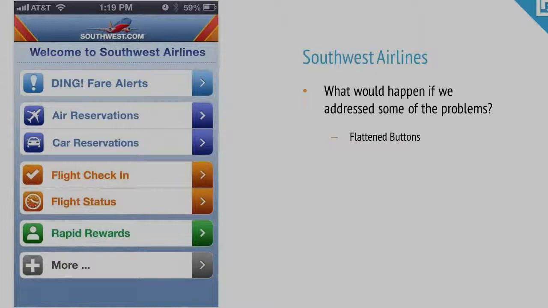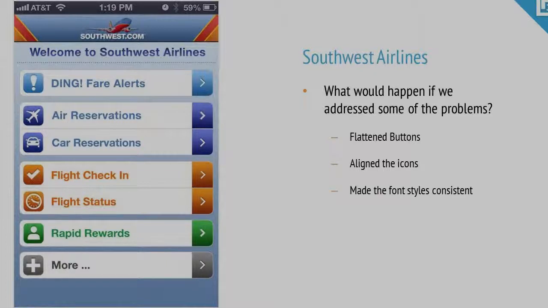The first one is, what would happen if we flatten the buttons? All of a sudden, we have less design elements going on the page. It just cleans it up a little bit. And what would happen if we align the icons? Here's what they were before, and here's where they are now. Just kind of straighten them out and help them be more consistent and aligned.